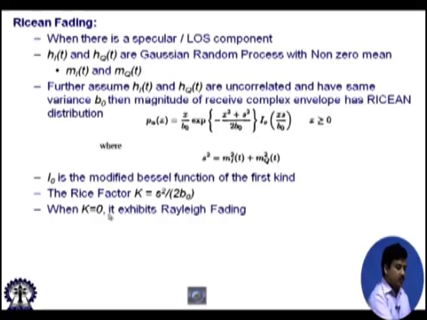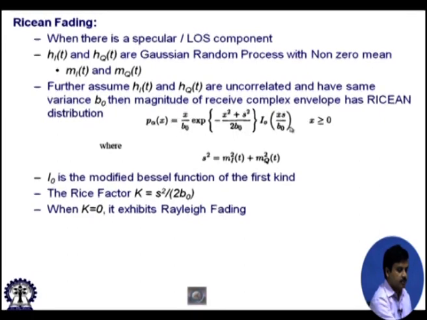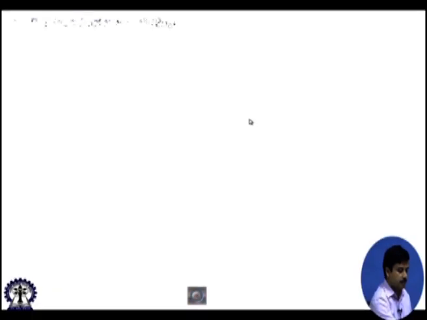When K equals 0, that means s is equal to 0. So, you will find this expression becoming the same as the Rayleigh distribution. This is going to 0, this will be I0 of 0. So, hence this will be x by B0 e to the power of minus x squared by 2 B0, which is the Rayleigh distribution. For K equals infinity, there will be no fading, because this will be a very strong component and it will overshadow all the other components.